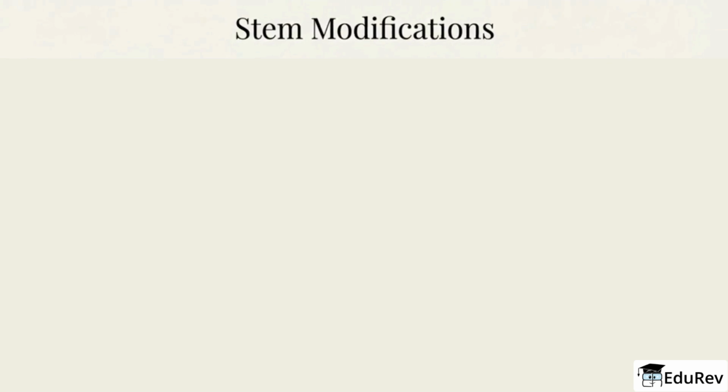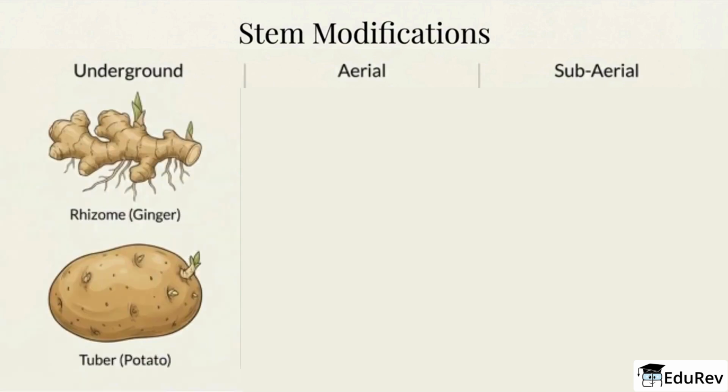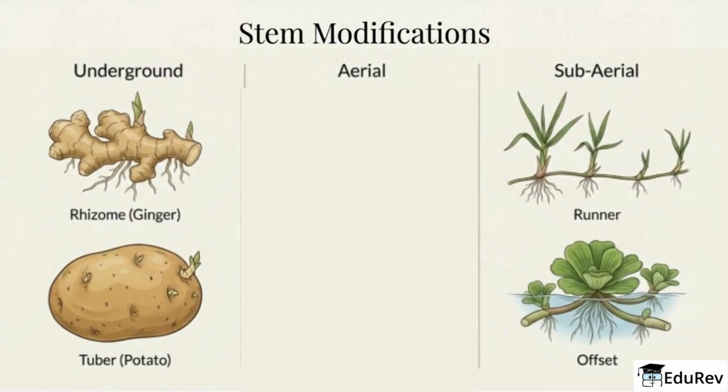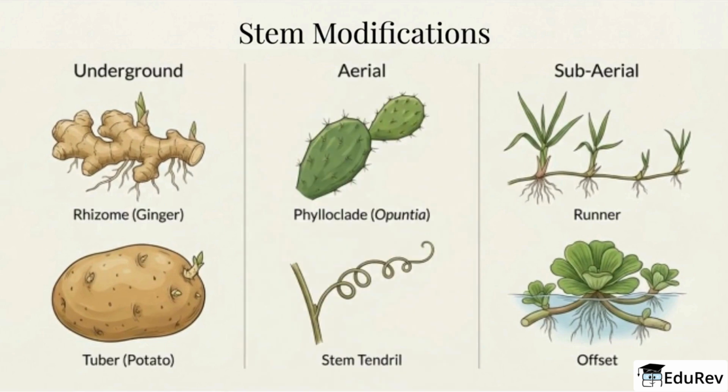These modifications illustrate how root structure reflects ecological need. Stems too show a range of modifications and can occur underground, subaerial, or aerial. Underground stems like rhizomes, ginger, and tubers, potato, store food and help vegetative propagation. Subaerial stems produce runners or offsets that spread the plant. Aerial modifications include phylloclades and tendrils for climbing. Each modification supports a particular life strategy, whether storage, spread, or support.